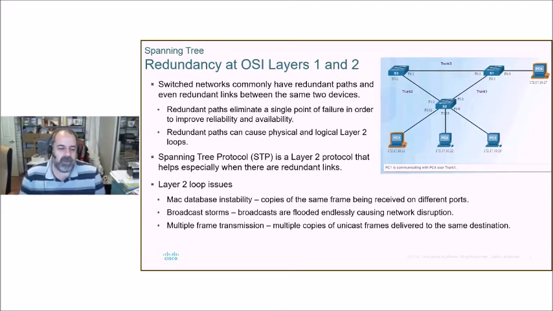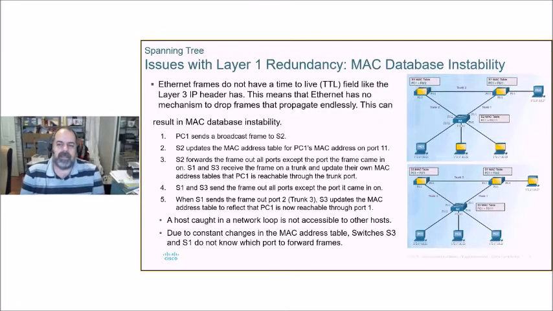And another one can be multiple frame transmission. So multiple copies of unicast frames can be delivered to the same destination, and so it's just wasting resources at the very minimum. Okay, so the issues. Ethernet frames do not have a time to live field like a layer 3 header does. This means that Ethernet has no mechanism to drop frames that have been propagating endlessly.